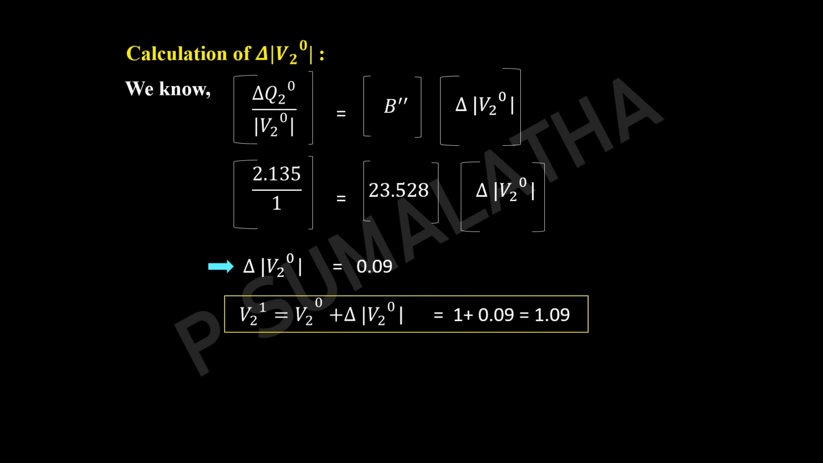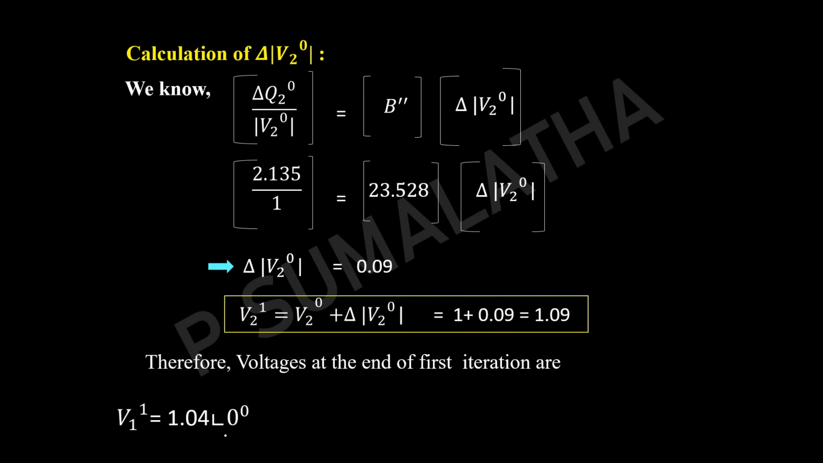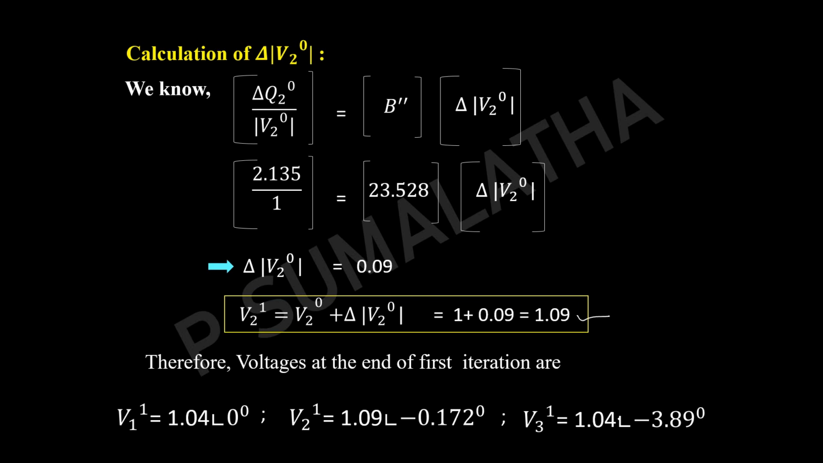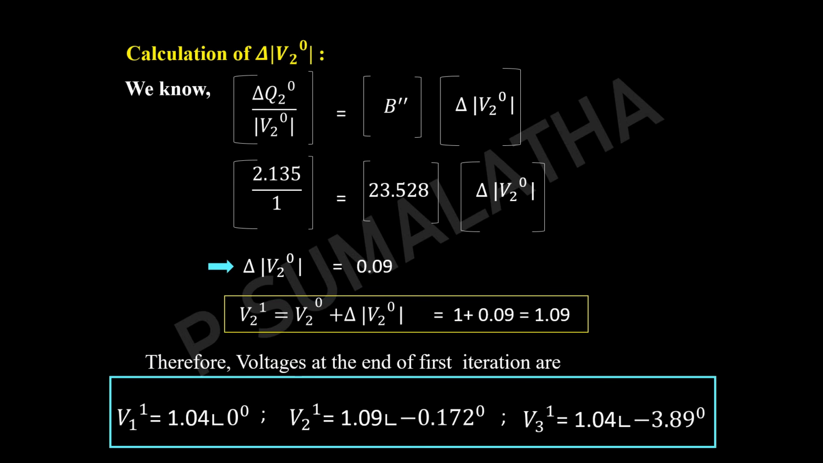Now let us mark all the voltages at the end of the first iteration. So this value already we have, so we haven't done anything for this slack bus. Now let us see the second bus voltage. Second bus voltage we have got as 1.09, and the del 2 value is minus 0.172 degree. Similarly, the V3 voltage can be represented as 1.03. This is the given value. Only you have to substitute the del 3 calculated value, that is minus 3.89 degrees. I hope it is clear.